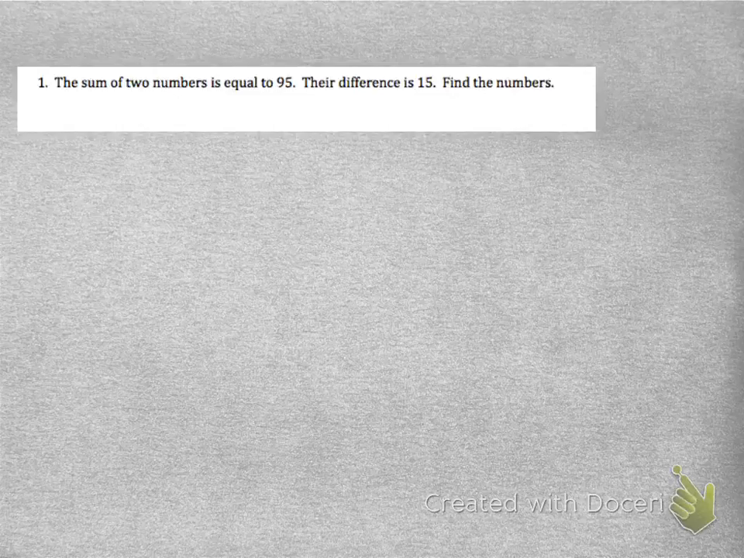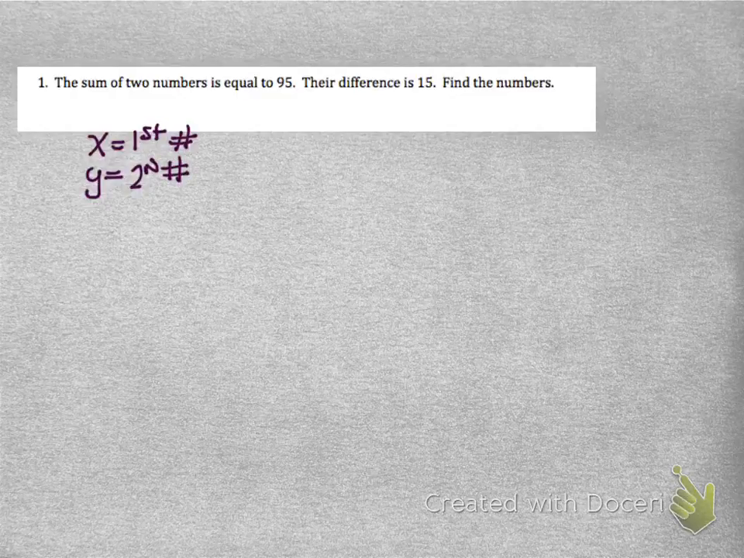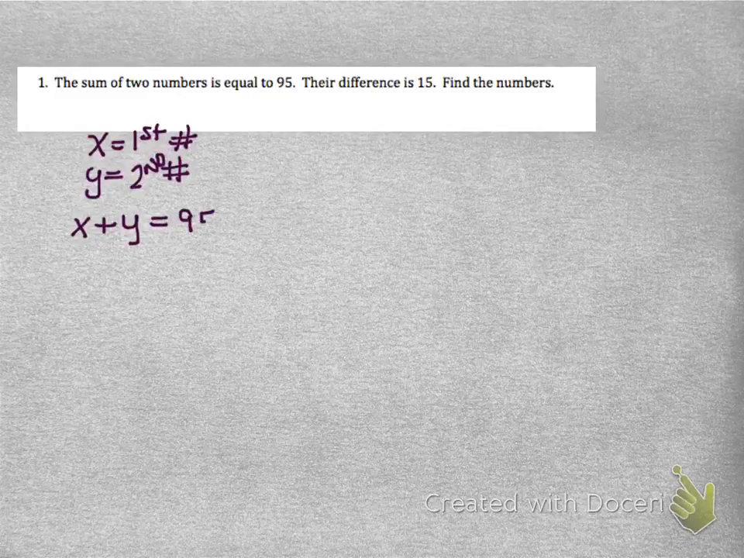So the sum of two numbers is equal to 95. So we're just going to define our variables, and I'm just going to say x is my first number. And, of course, you can use any letter you want. y is my second number. And so to establish that the sum of those numbers is 95, that would give me the equation x plus y is equal to 95.